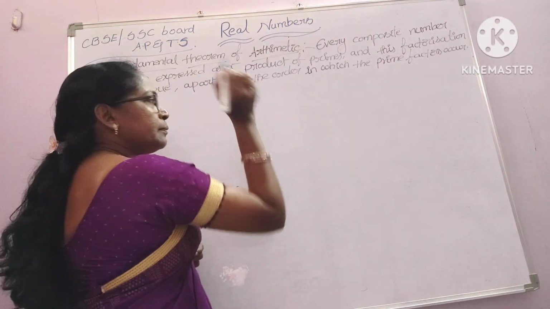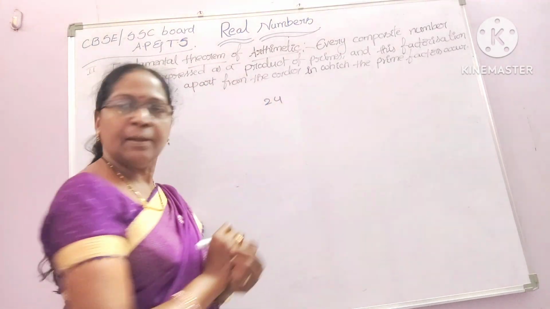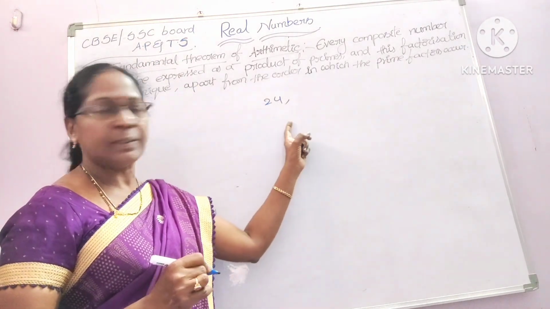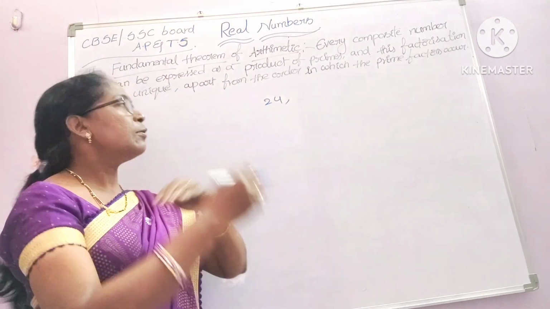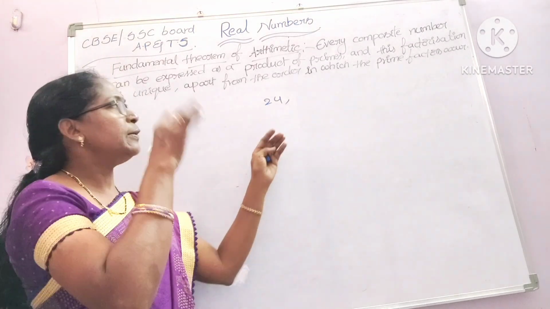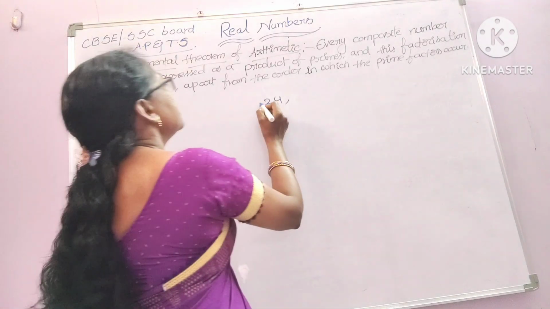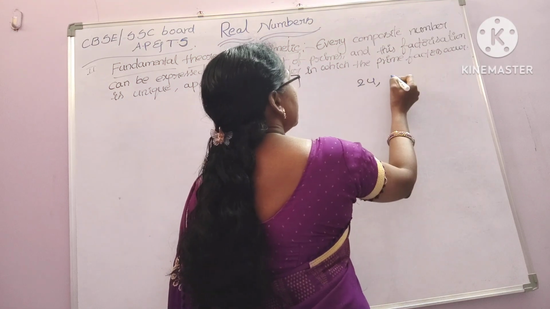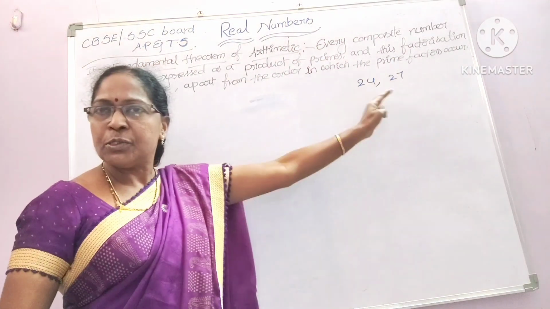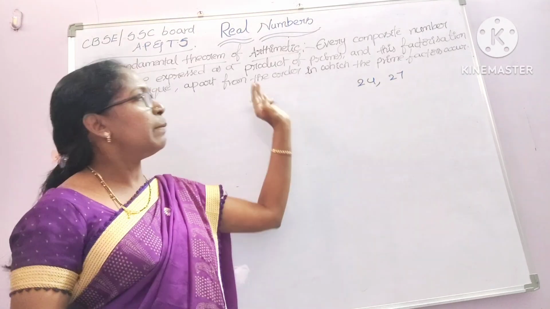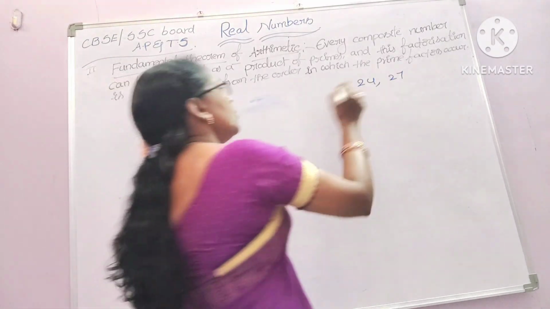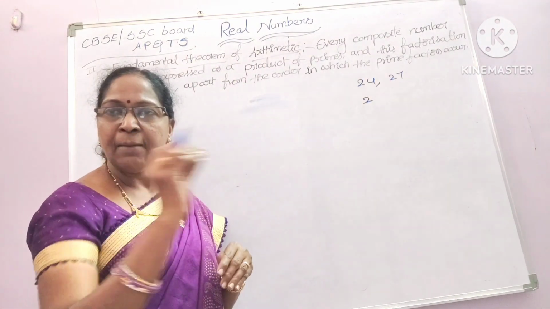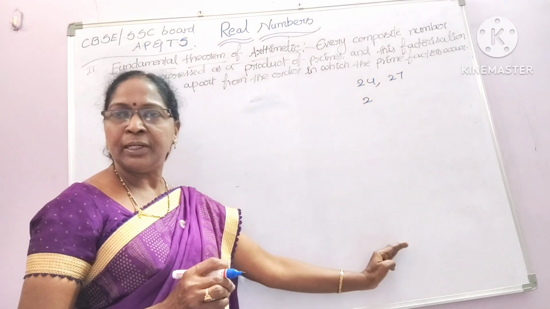For example, 24 is the number. By using the prime factorization method, find out the factors of the given number. 24 is a given number and the next number is 27. For those 2 numbers, you have to find out the factors by using the prime factorization method. Those factors are also prime factors only, that means the numbers are only prime numbers. So you have to divide only with the prime numbers.